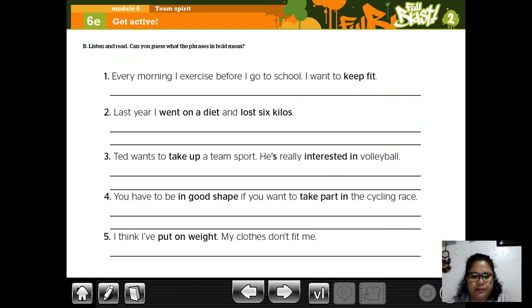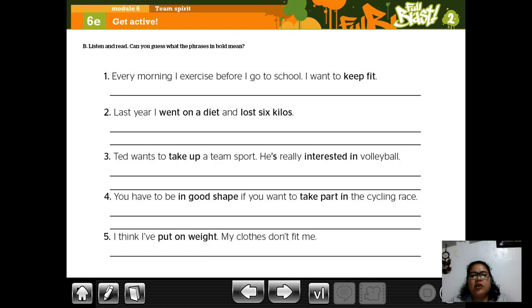Now, we have another exercise here. It says, listen and read. Can you guess what the phrases in the bold means? We have different type of phrases, and what I want you to do is to check or guess the meaning. Por ejemplo, el número uno, it says, every morning I exercise before I go to school. I want to keep fit.